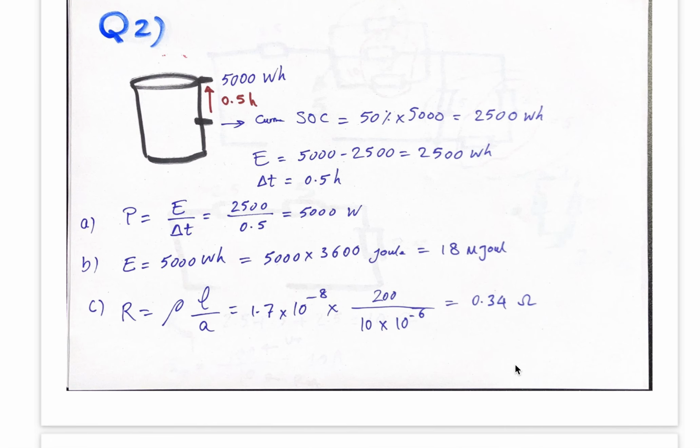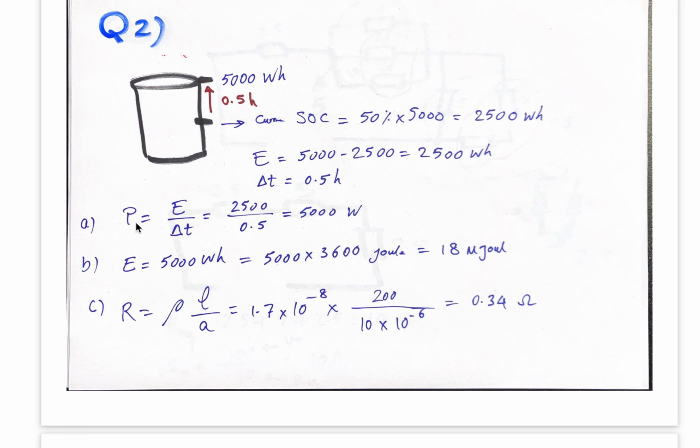Question number 2 says there is a battery whose full capacity is 5 kilowatt hour or 5,000 watt hour. Currently only half of this battery, 50%, is full. It takes 30 minutes or half an hour to fill this battery for storage. What's the power of this battery?